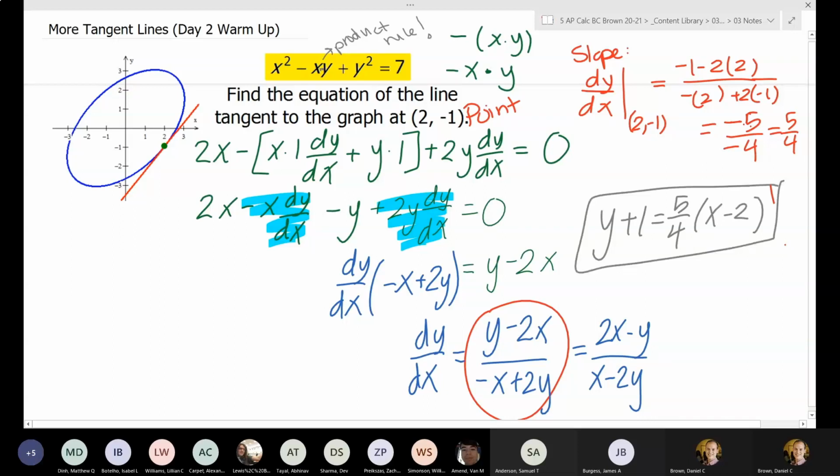Wouldn't need the visual, but I do have the visual on here so you can see that blue is the graph of that curve that we have, and then the red is that tangent line that we just found. Questions on that problem?